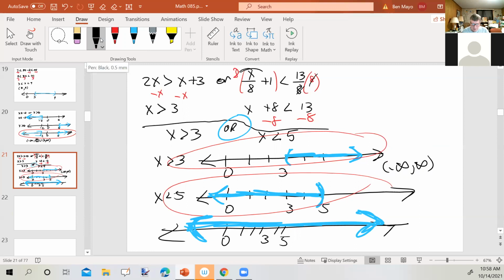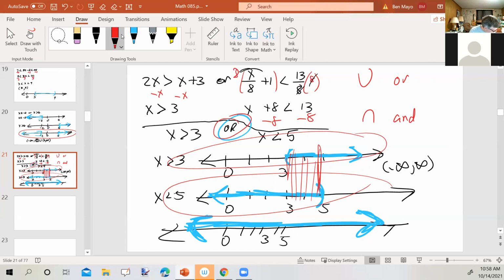Okay? Now, be careful that you don't get intersection and union mixed up. If we were talking about the intersection, it would just be from here to here, wouldn't it? But it's union, not intersection. Okay? So this means union, this means union, this means intersection, this means intersection in the context of these inequality problems.